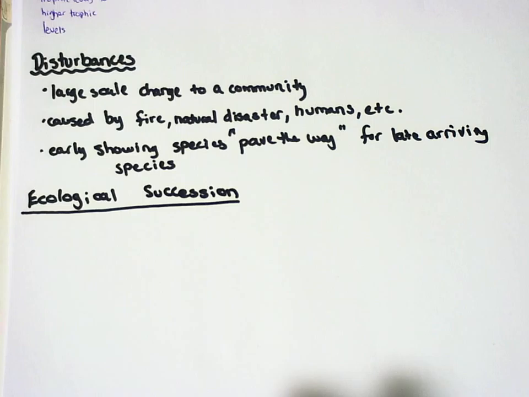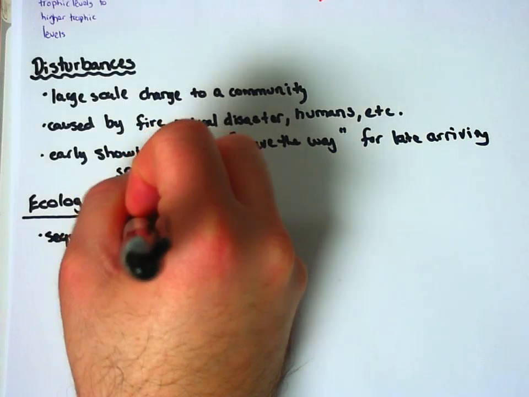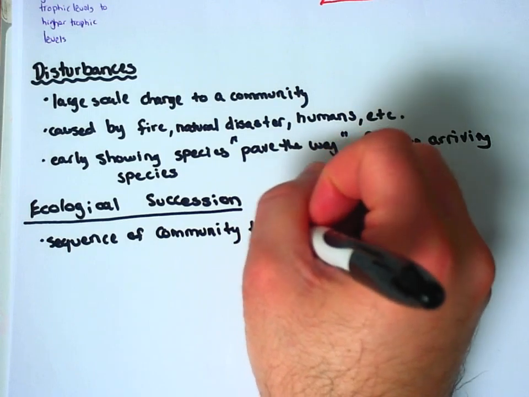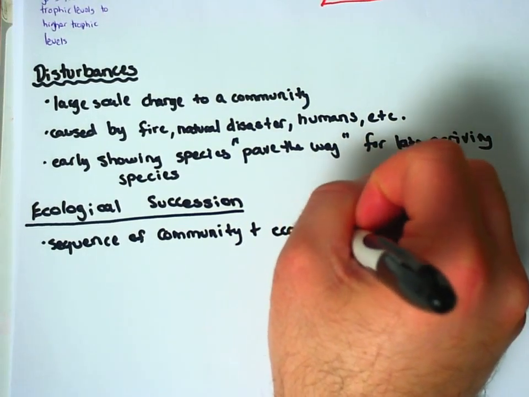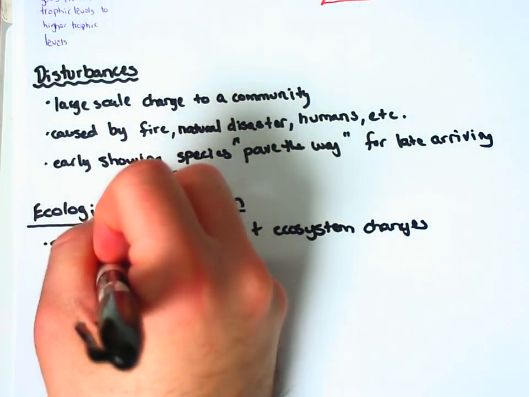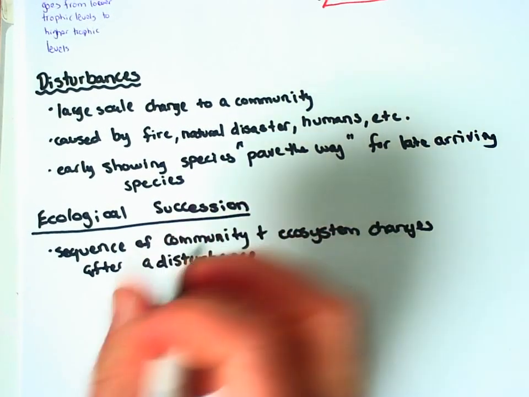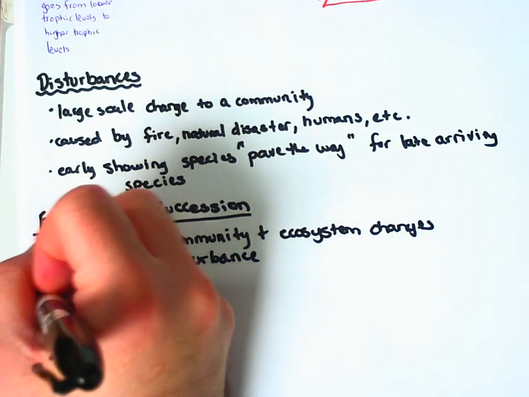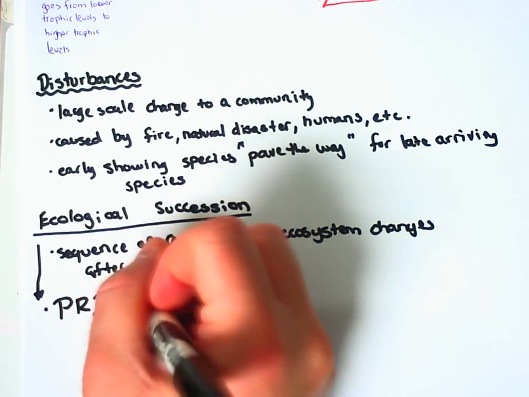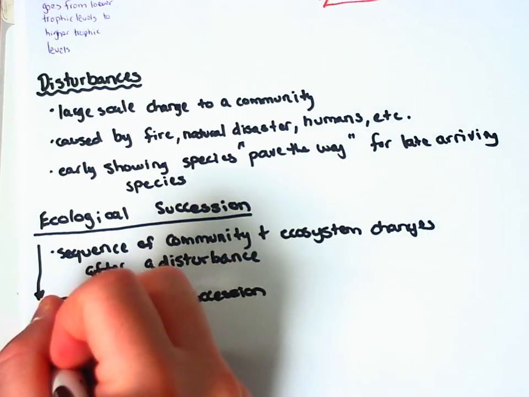Ecological succession. This is a sequence of community and ecosystem changes after a disturbance. There's two types of succession. There's a type that is called primary succession, and there's a type that's called secondary.